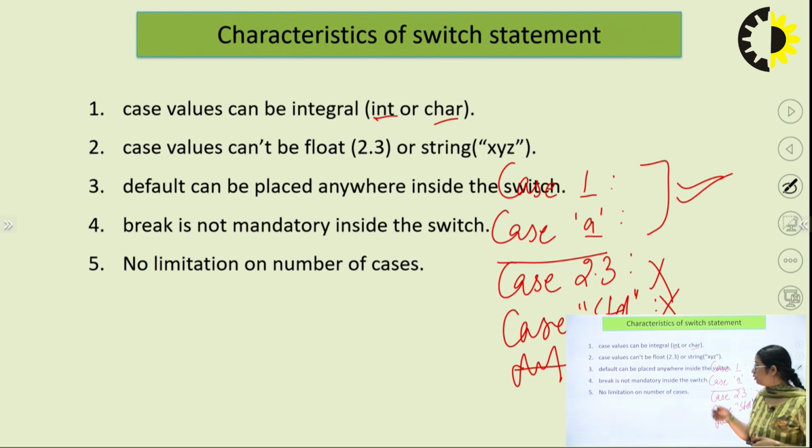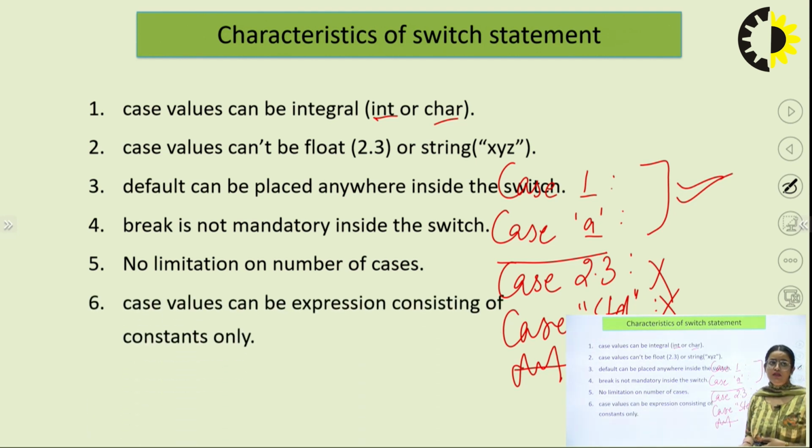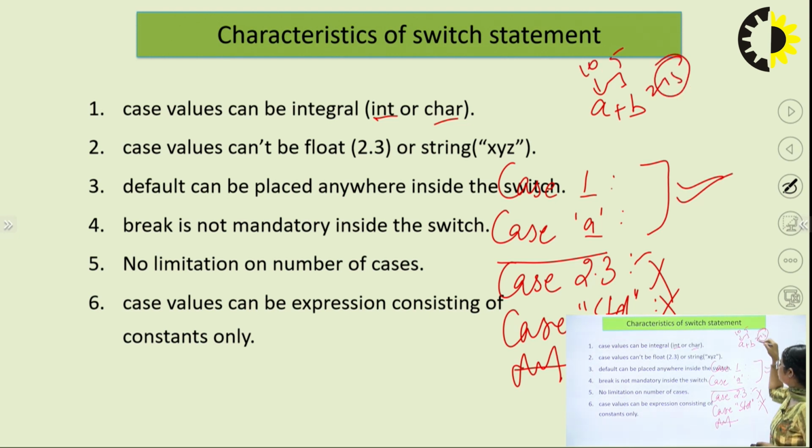After that, you can use any number of cases. That means there is no limitation on the number of cases in a switch. And the case value can be an expression consisting of constant values. Means you can use an expression here also, like if we are using a plus b, it is okay, but we have to give the value. Suppose a is 10 and b is 5, the value must be 15, or within the cases that you are going to use. So the case value is an expression or constant value.